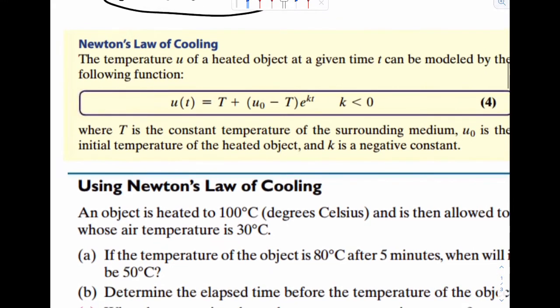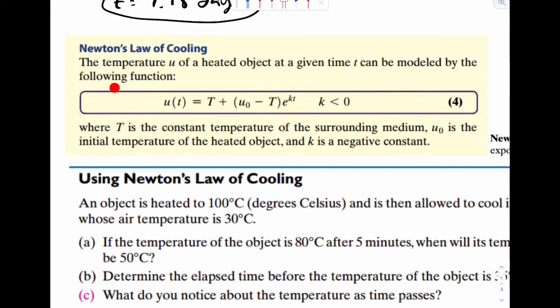So in our minds, we understand logically that the temperature will cool, and this law is going to really break down mathematically what's actually happening. So the law right here says the temperature U of a heated object at a given time t can be modeled by the following function, this thing right here. T is a constant temperature of the surrounding medium, U sub 0 is the initial temperature of the heated object, and K is a negative constant. So essentially, this T and this T right here, that is your room temp, meaning the surrounding medium, like the temperature of whatever you're putting the object into, the room of, or whatever it could be. U sub 0, that's your initial temp.